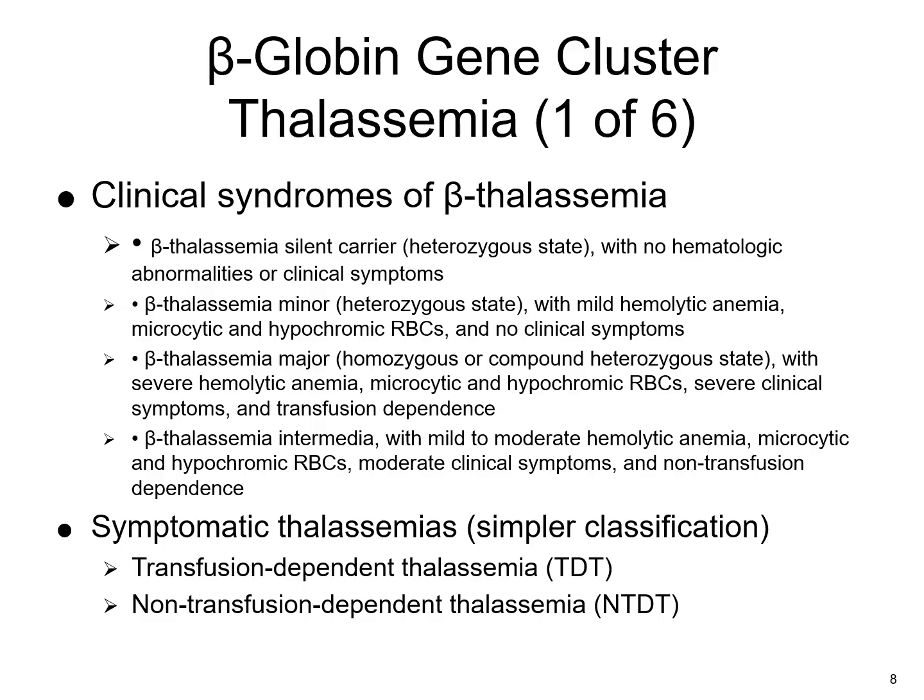So, some simplified clinical classification of the symptomatic beta thalassemias. We have transfusion dependent and non-transfusion dependent. Transfusion dependent thalassemia includes severe forms such as beta thalassemia major. These patients require lifelong regular blood transfusions to manage anemia and maintain quality of life. Whereas non-transfusion dependent thalassemia includes milder forms such as beta thalassemia intermedia, and these patients do not require regular transfusions, although occasional transfusion support may be needed during certain periods of stress or even illness.